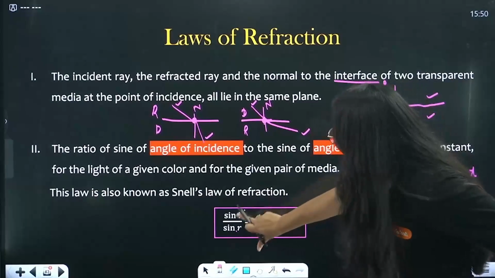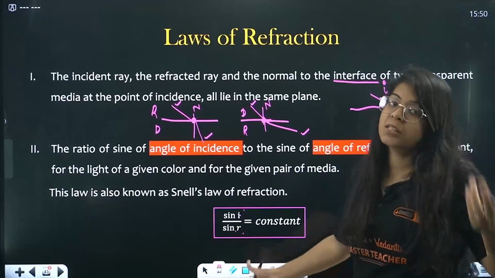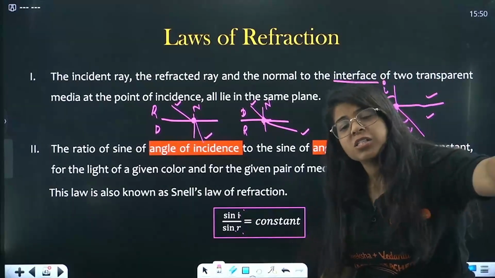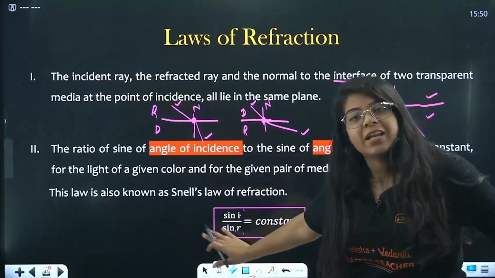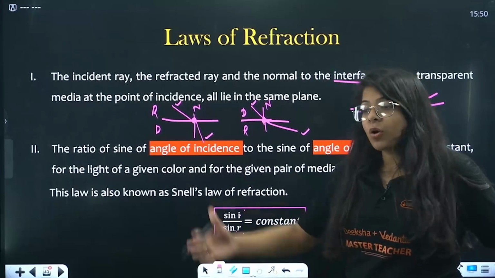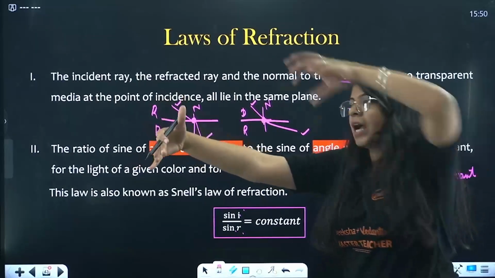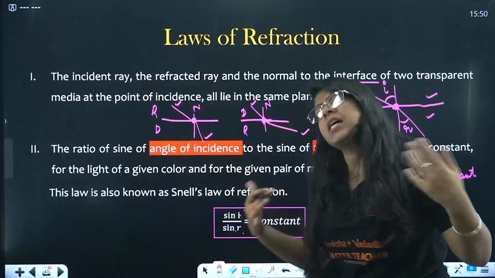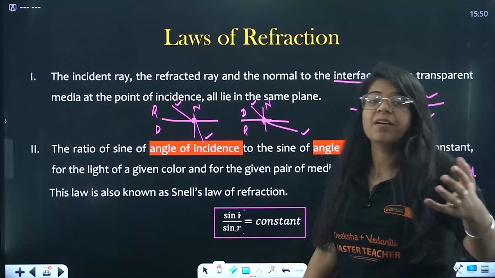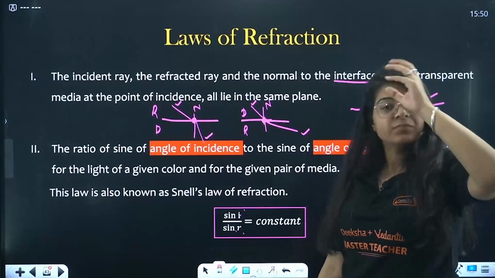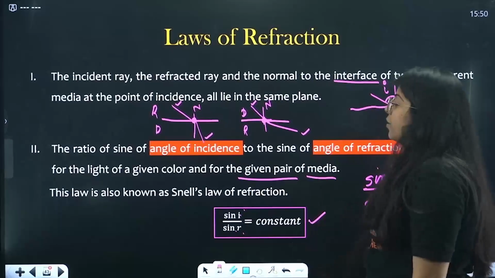So for water and air, this will be constant, but for water and glass, this will be different. Throughout, this ratio will remain the same. If there is a big glass, at this point where the ray is getting in, and at this point where the ray is getting in, it's the same value. But for glass and air, it is different. For glass and water, it is different. For air and water, it is different. Done? So for a given pair of media, it will be constant.